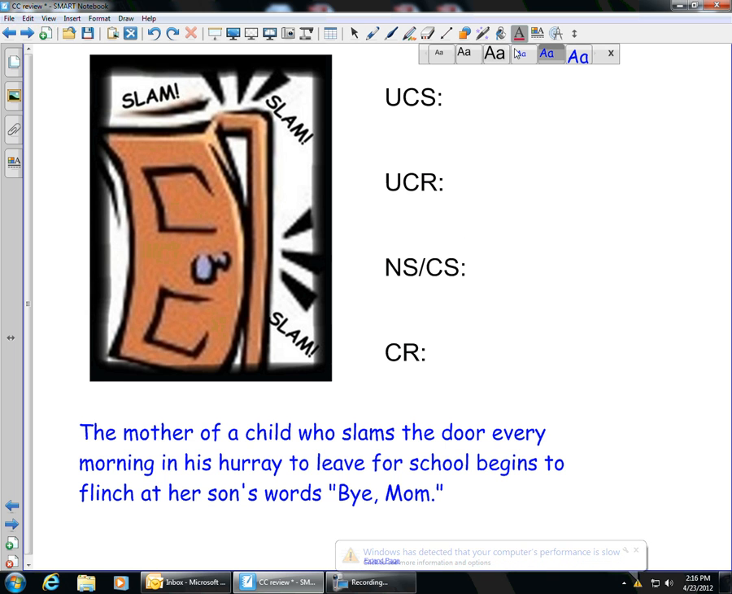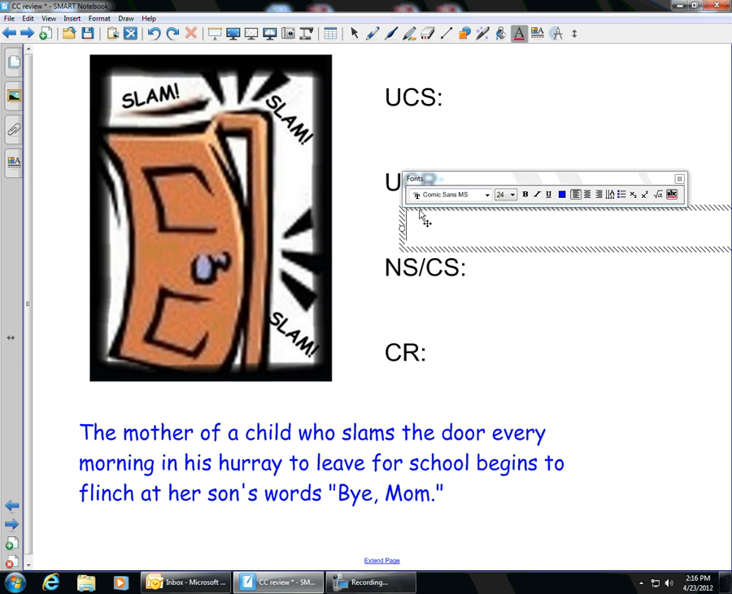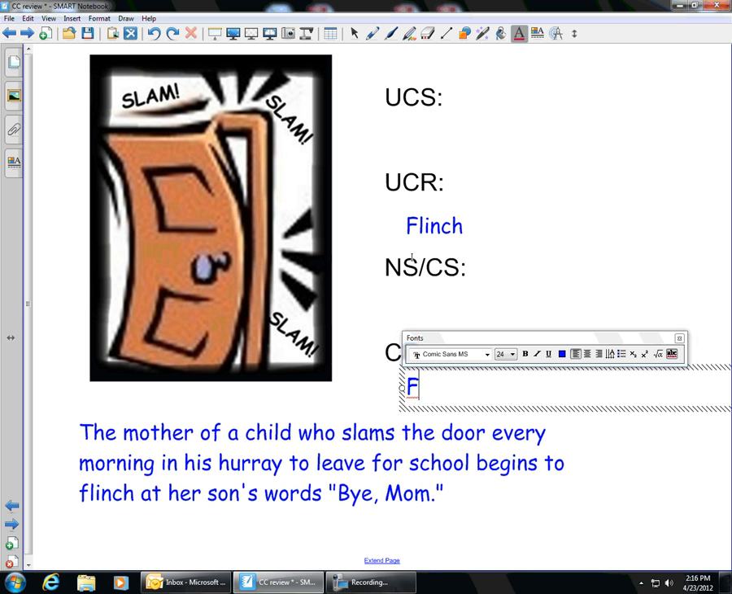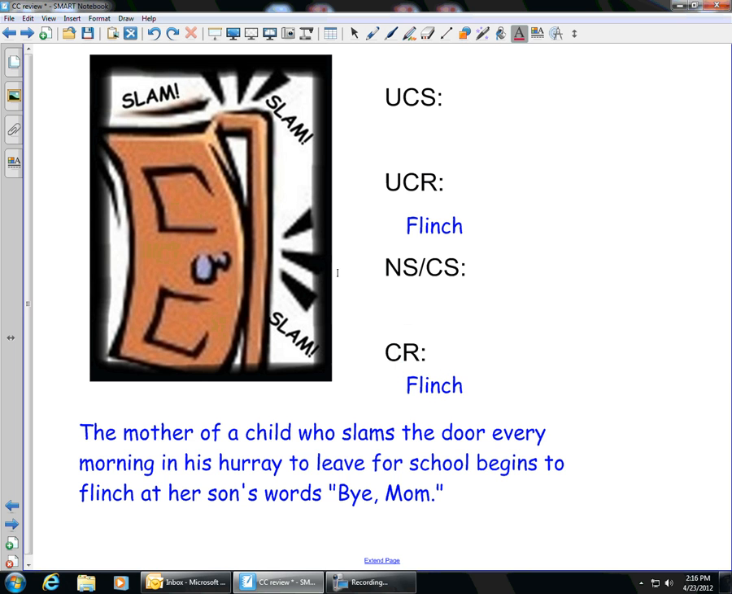What you should be finding here, and frankly, I like to start with the unconditioned response. For some reason, in my brain, the response makes more sense to start with. So I would say that the flinch says down here that she flinches when he says, "Bye, Mom." The flinch is the behavior that we're going to see will come back again. So the question then is, what is causing the flinch?